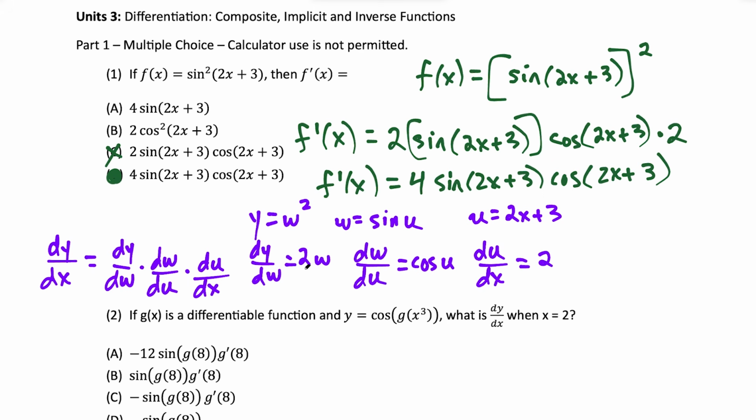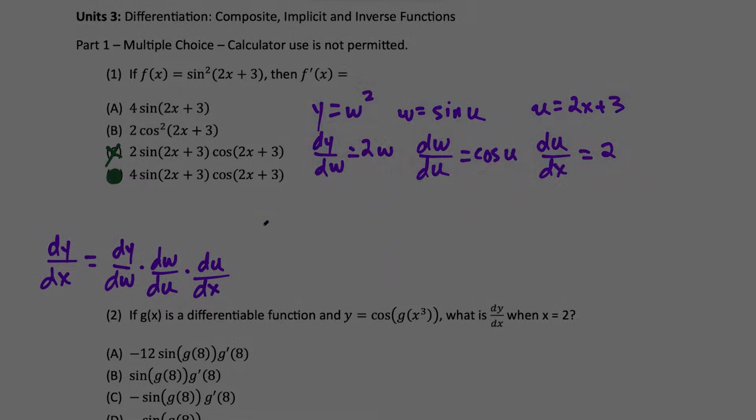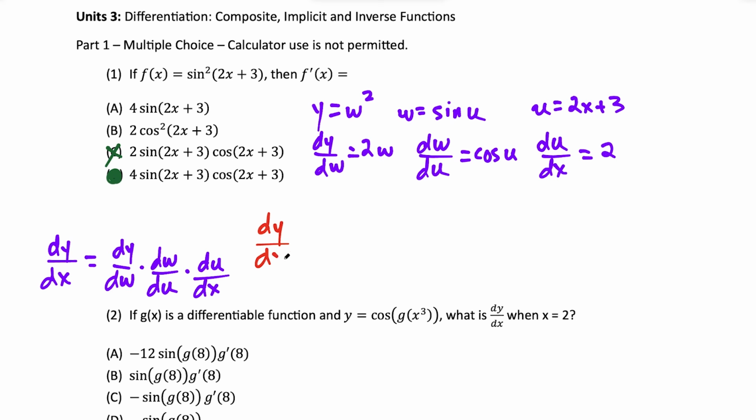And now we just plug these 3 derivatives into the formula. So we plug in here, we're going to have dy/dx is equal to, we have dy/dw is 2w, and then we have times dw/du is cosine of u, and then we have du/dx is 2. So this solution takes a little bit longer, but this is a more technical solution, and it helps you visualize how the formula is being applied.